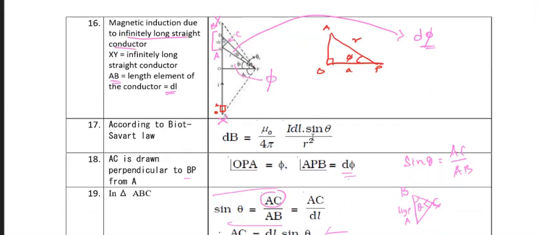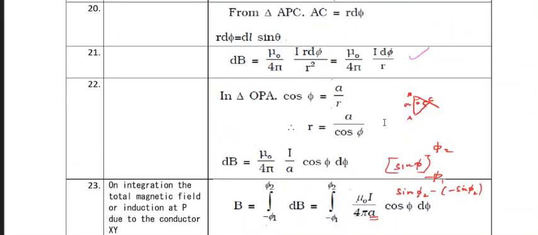What is the angle OPA? O, then A, and then P. We have drawn this diagram here. What is cos φ? Here the right angle is at O, opposite to that is the hypotenuse, and OP is marked as A. So cos φ is adjacent by hypotenuse, therefore A by R. So cos φ is equal to A by R. From this, R is equal to A by cos φ.